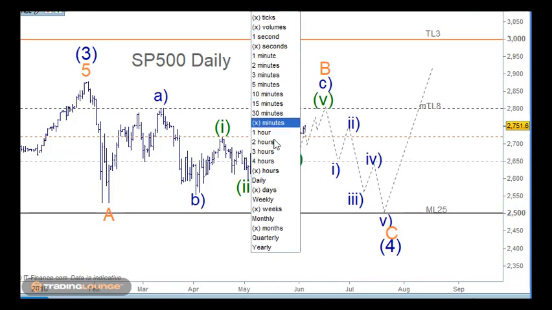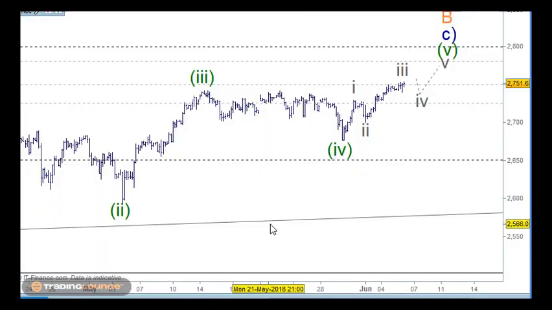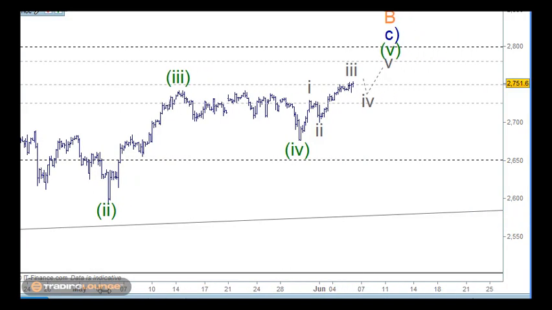And if we look at this bearish count on a bit more of an intraday basis, then it hasn't got far to go in that instance.